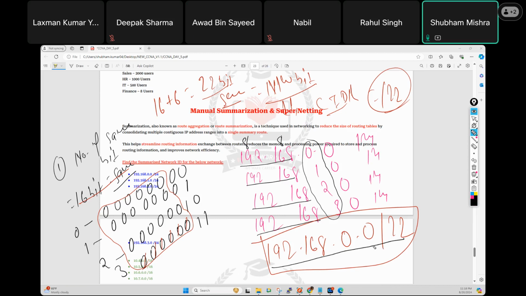What is the subnet mask of slash 22? 255.255.252.0. So what is the block size? 256 minus 252. What is the block size? 4. Right? What will be the network number 1?